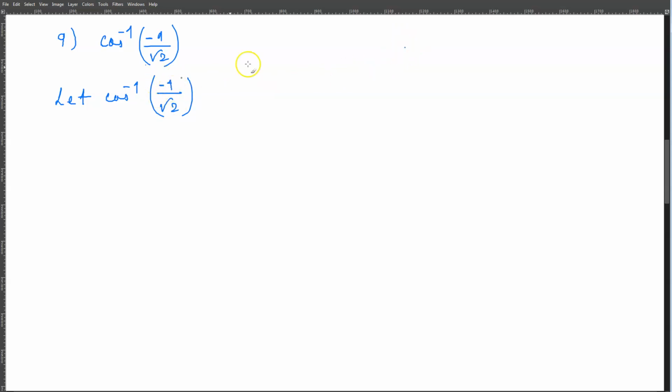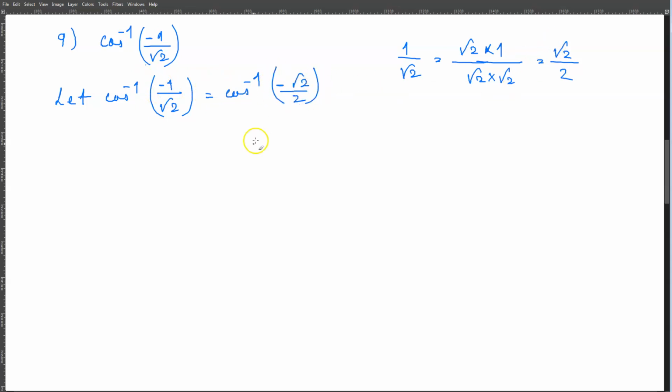because now, ignoring the sign for now, 1 over square root of 2 is equal to square root of 2 over 2: 1 over square root of 2 times square root of 2 gives you square root of 2 over 2. And I'm converting these numbers because in the table I have rationalized all of my fractions. So then I can say that this is equal to cos inverse of negative square root of 2 over 2, right?